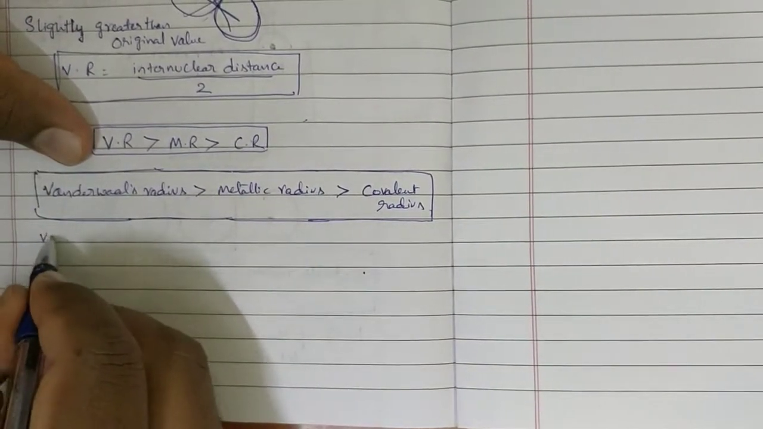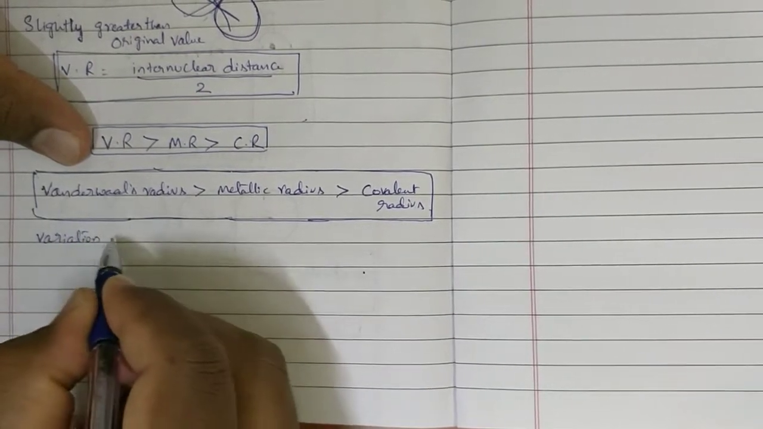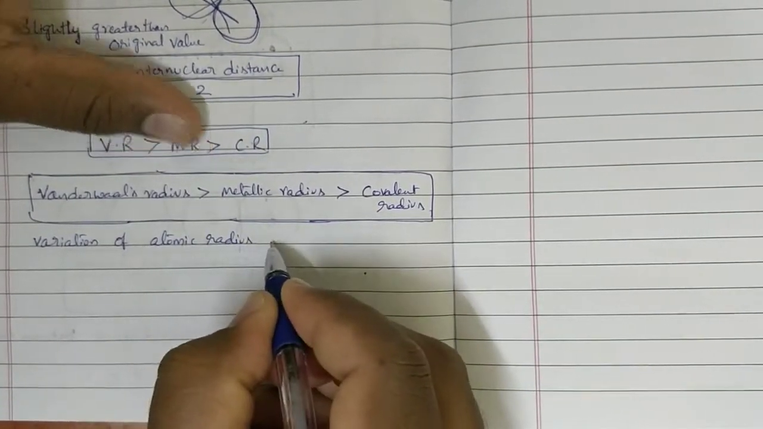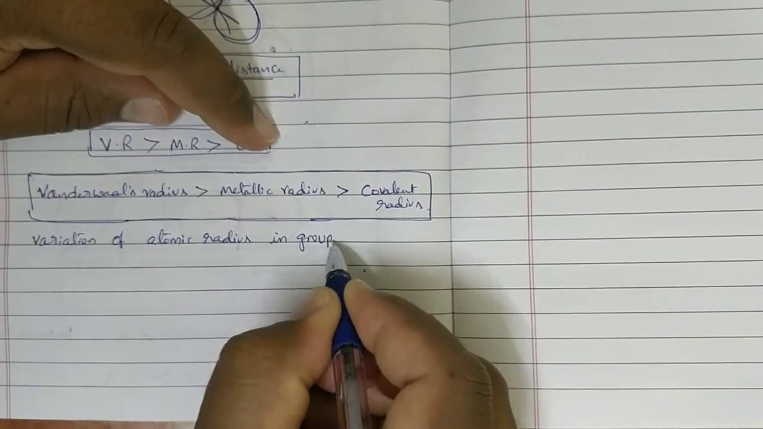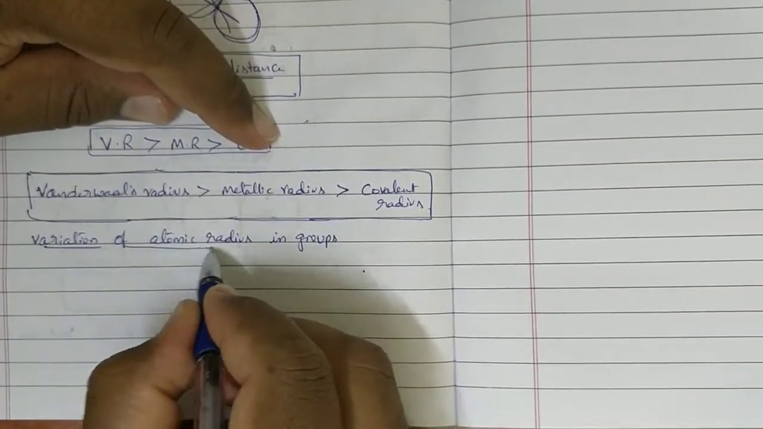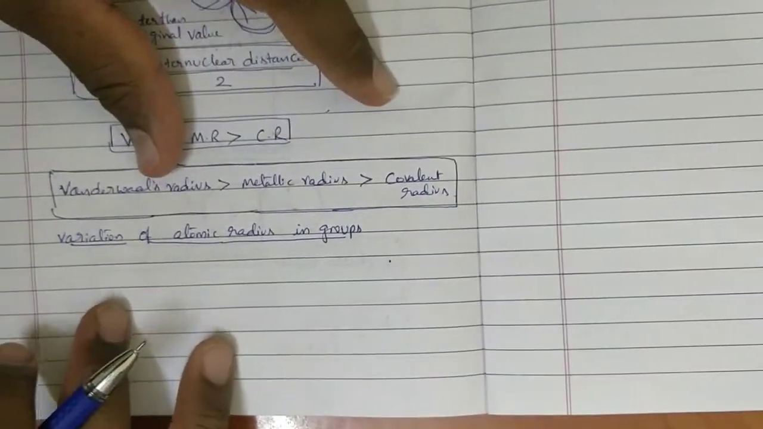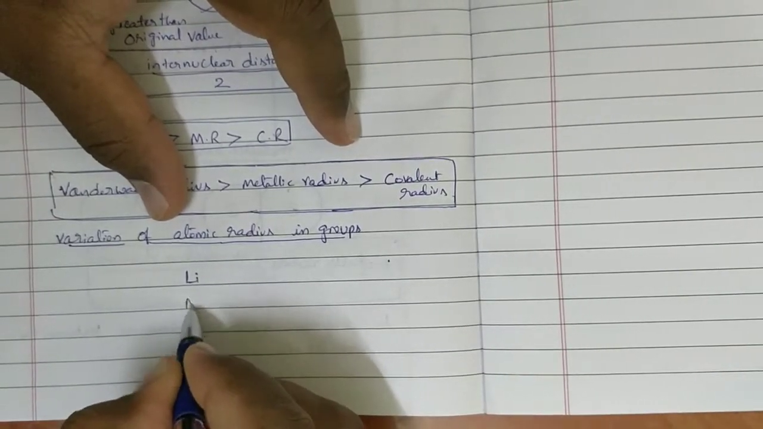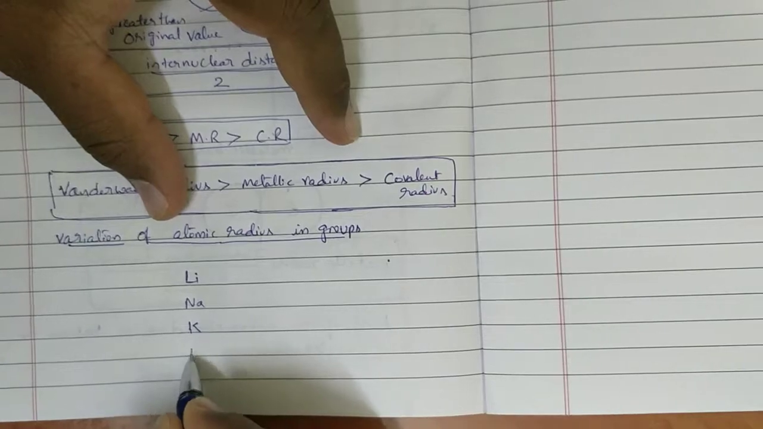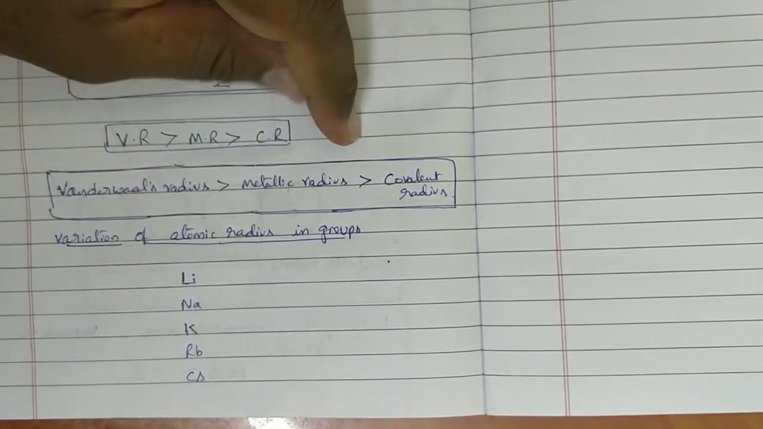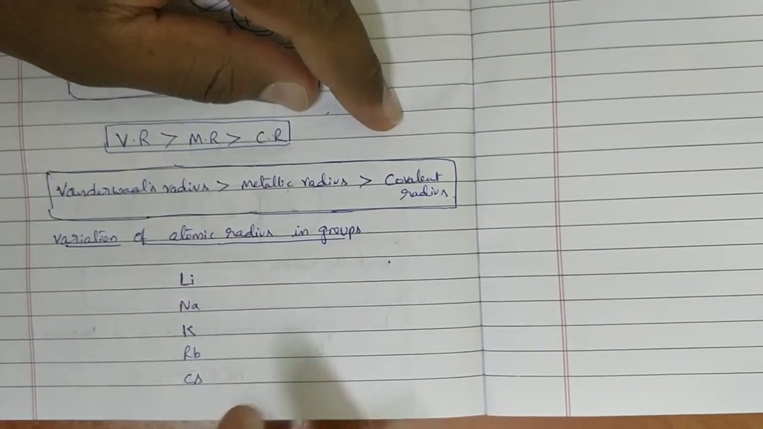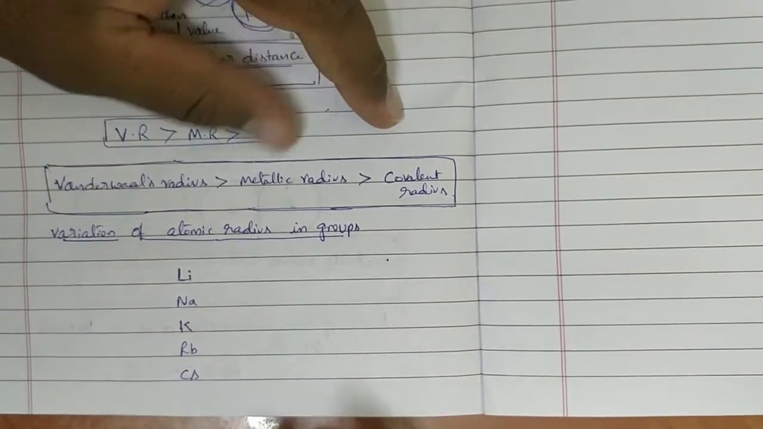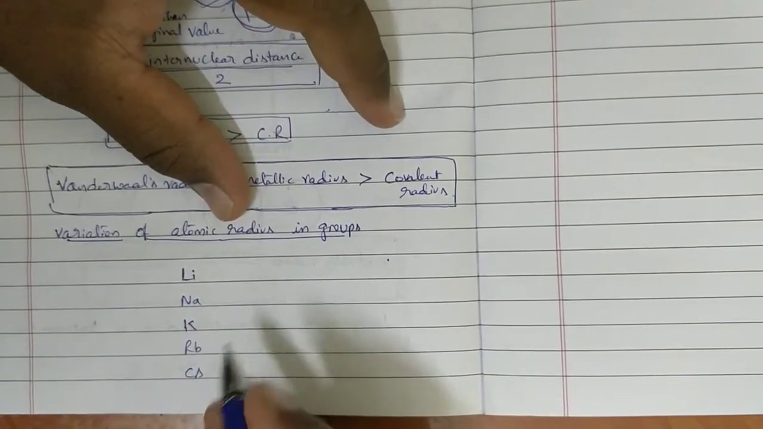First one is variation of atomic radius in groups. Let us consider the first group: lithium, sodium, potassium, rubidium, cesium. The last element is a radioactive element, ma. While we are coming to this type of properties, generally that radioactive element will not be considered. So lithium, sodium, potassium, rubidium, cesium.